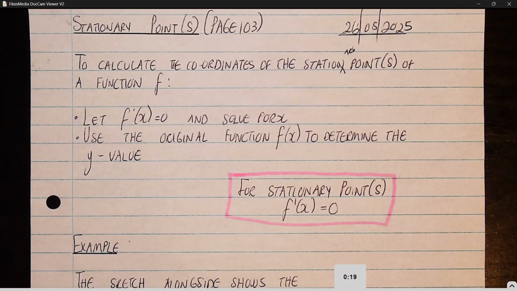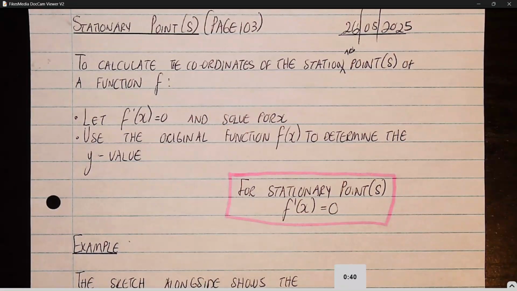Now, remember, stationary points are basically the turning points on your function, right? In this lesson, we are dealing strictly with cubic graphs, and your cubic graphs basically have two turning points. So if you have to calculate the stationary points, it's going to be those two points, right?